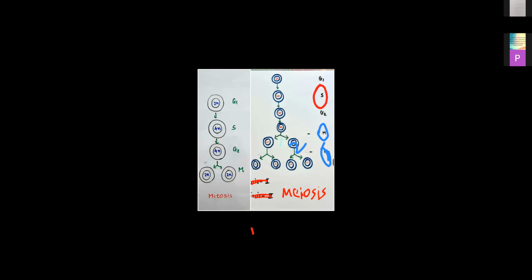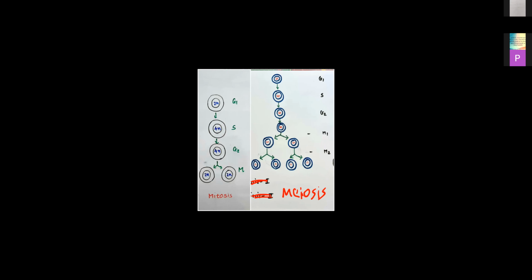And naturally, in this case, mitosis, a mother cell divides into two daughter cells. In case of meiosis, a mother cell divides and gives rise to four daughter cells. That is another difference.